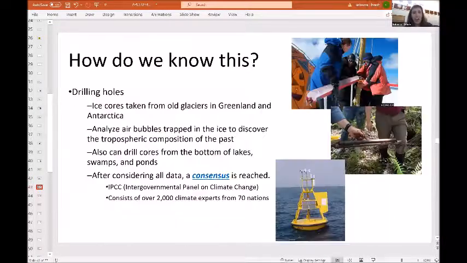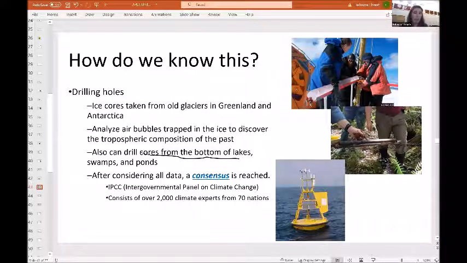Okay. How do we know this? What do we use as evidence to know that the Earth is actually warming? Well, number one, we take cores from different places. We drill holes and get ice cores from old glaciers in places like Greenland and Antarctica. Then we can take out the gases trapped in that ice, analyze it, and know how much CO2, how much methane, whatever, was historically within the atmosphere. That's how we know it is on the rise or on the decrease. We also can look at cores from the bottom of lakes, swamps, and ponds.